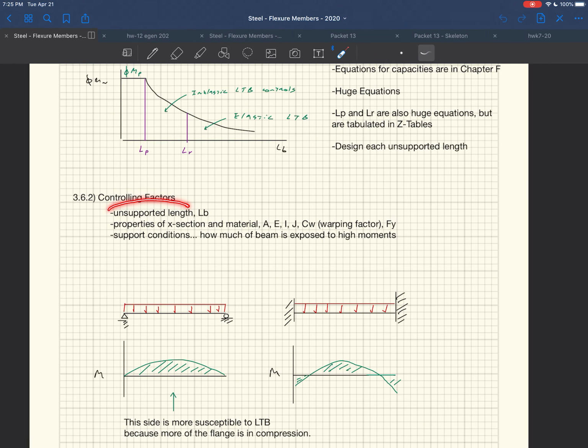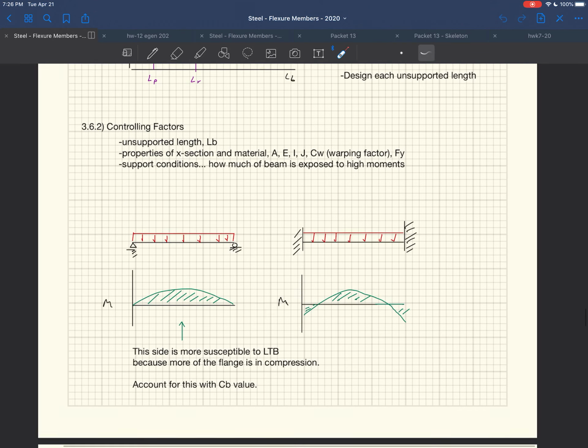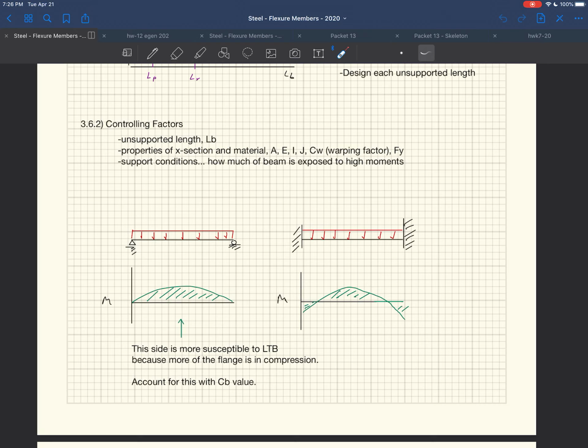We looked at the equations. They're functions of A, E, I, J, Cw, and Fy. They're properties of the material itself and the shape, and those things control whether lateral torsional buckling is going to be an issue. But also the unsupported length is going to be an issue, and also the support conditions. How much of the compression flange is in compression, or how severe is the compression on the compression flange?